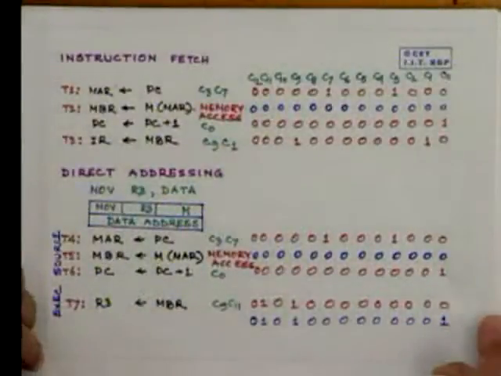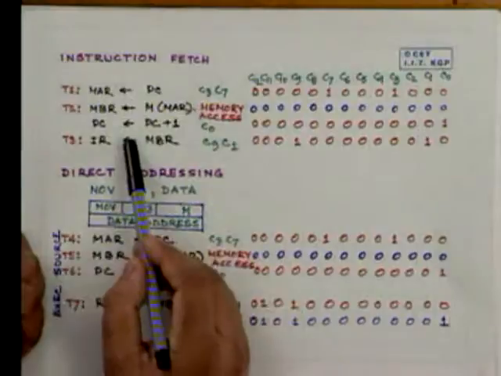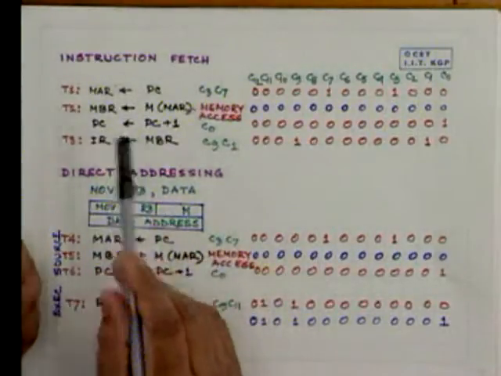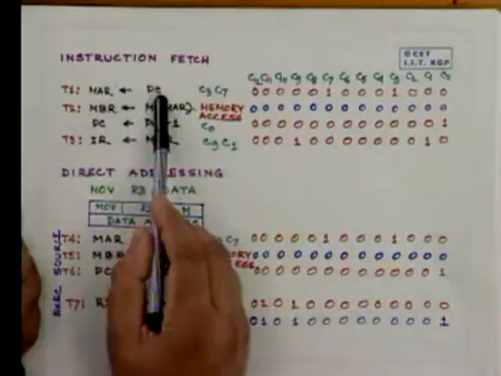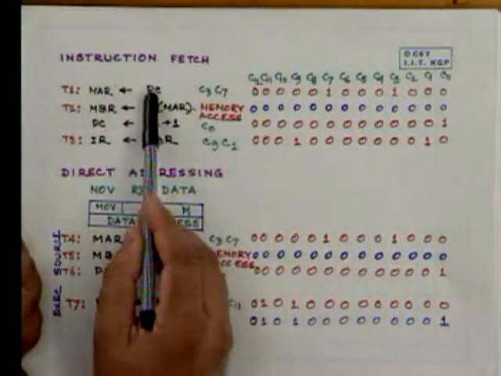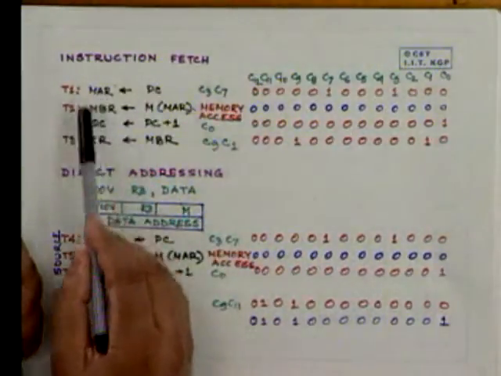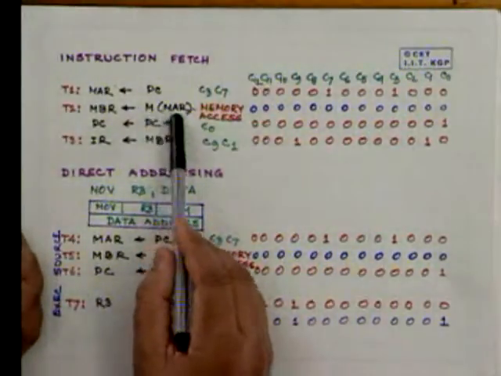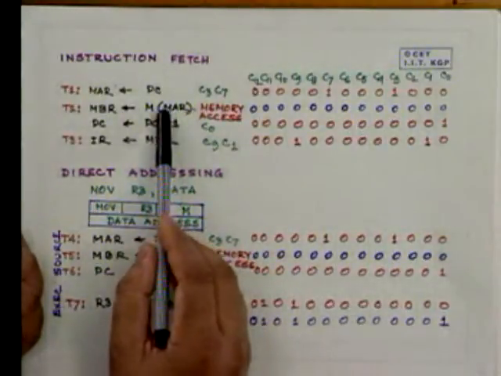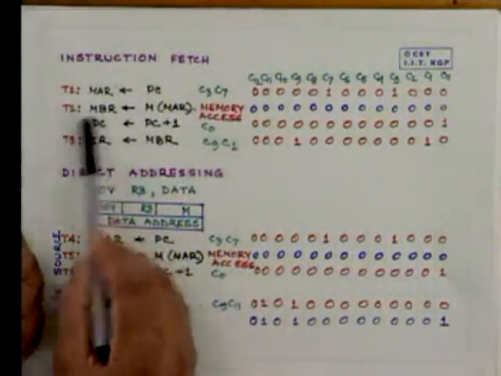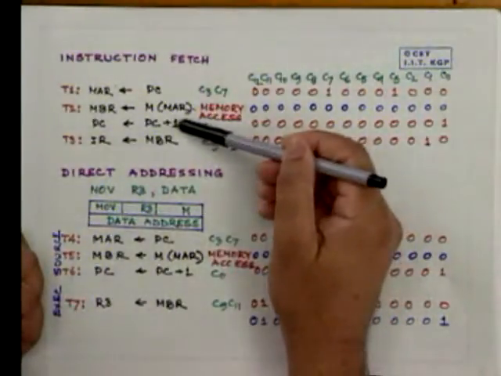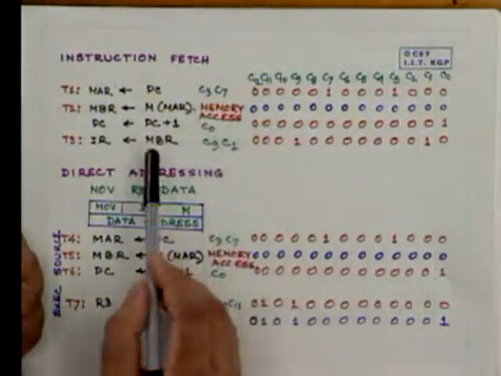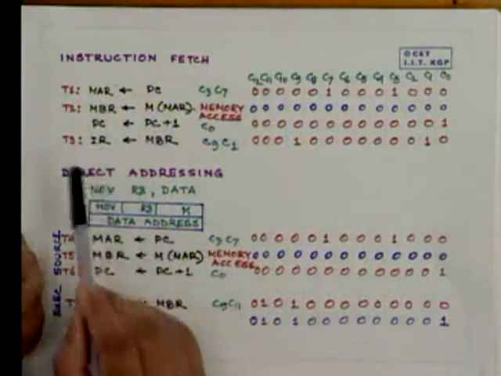Let us come to that instruction fetch. As we have seen already, in the case of an instruction fetch, first the content of program counter should come to memory address register. Then the content of the memory at the memory address register location should come to the memory buffer register. Program counter should be incremented by 1 and the content of memory buffer register should come to the instruction register.